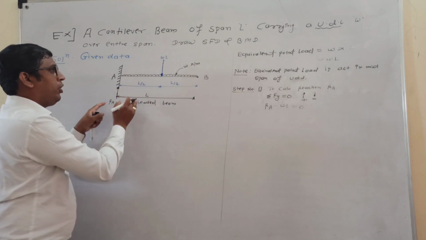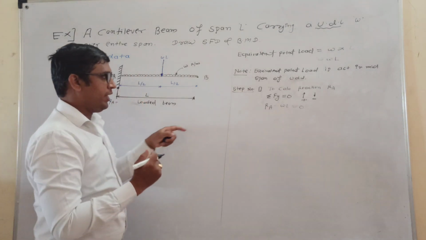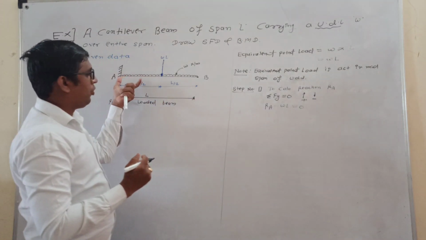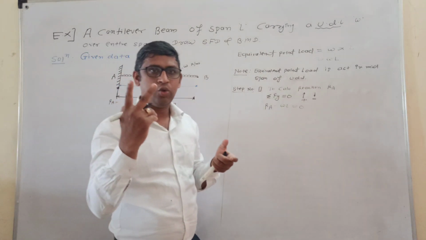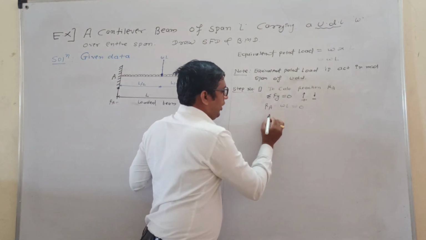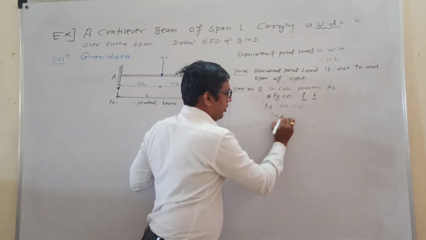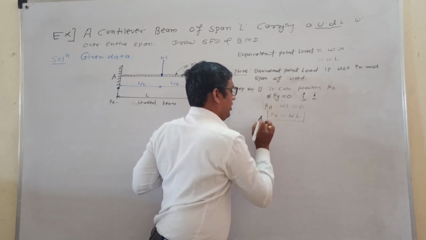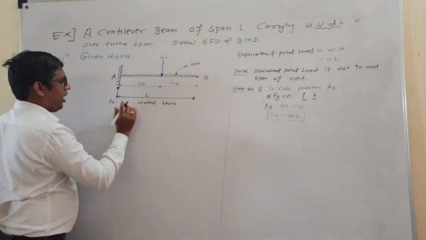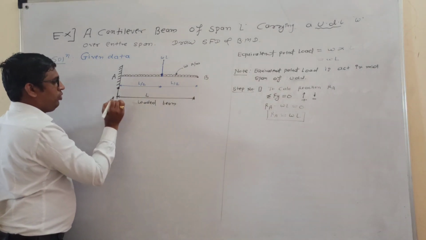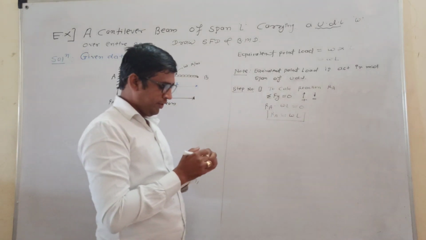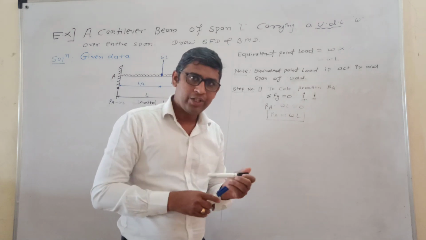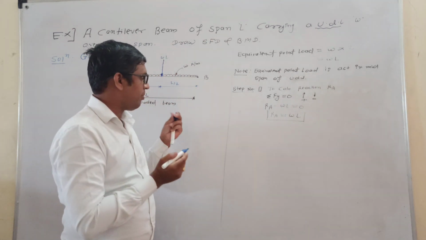Only these two point loads are acting on the cantilever beam. That's why we have to consider only the two point loads. Calculate this: RA is equal to W into L. And this is the RA, W into L. Okay? And all of you, these are the reactions. Next step, step number 2.